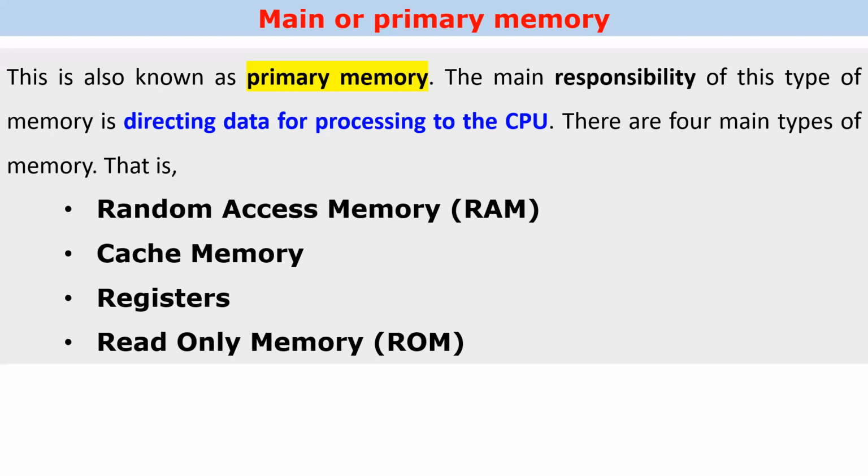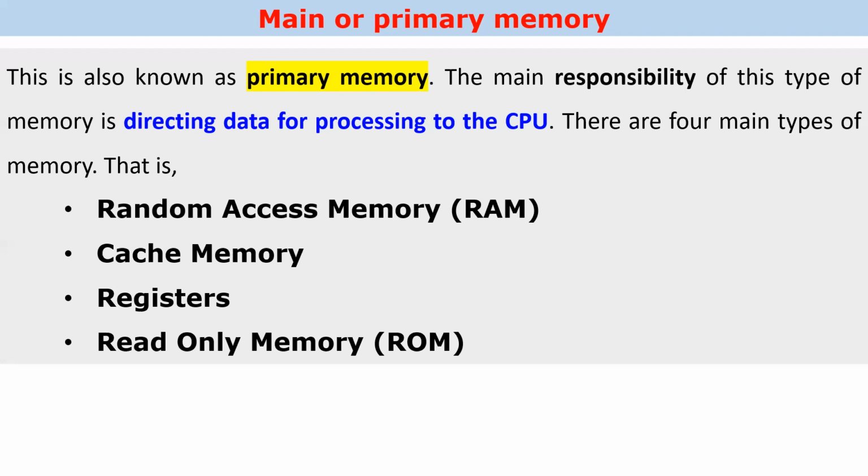For now, from this slide try to identify that there are 4 types of main memories or primary memories. That is random access memory, first one, cache memory, registers, and read only memory.